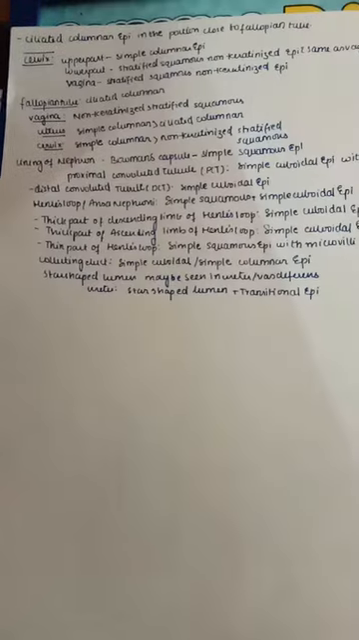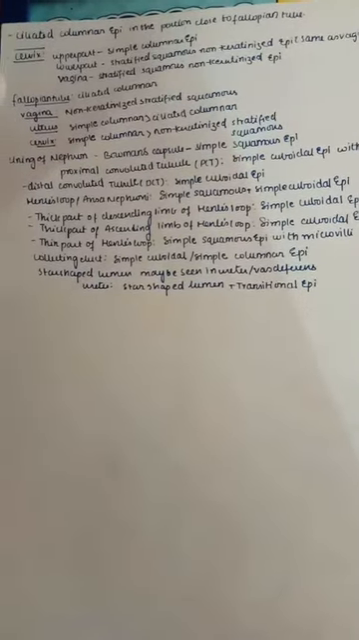A star-shaped lumen may be seen in the ureter or vas deferens, but if there is a star-shaped lumen along with transitional epithelium, then it is confirmed as ureter.